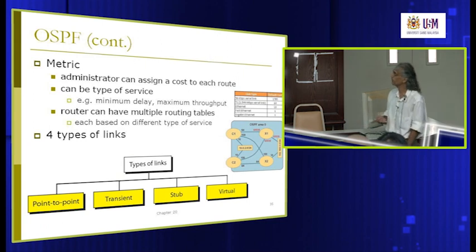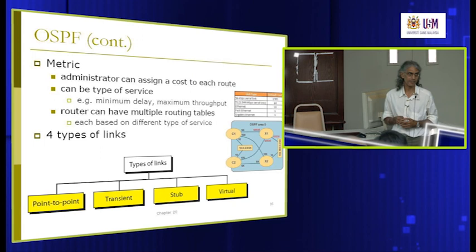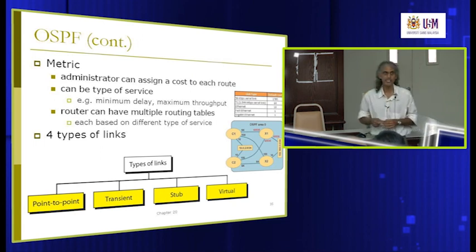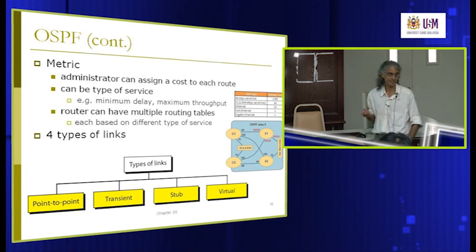All right, so in OSPF, the metric used is a number. This cost can be a few things. In RIP, it's always hop count. In OSPF, it can be multiple. It can be a value assigned by the administrator for each route. It can be minimum delay, maximum throughput, and a router can have multiple routing tables, each one based on different types of service.